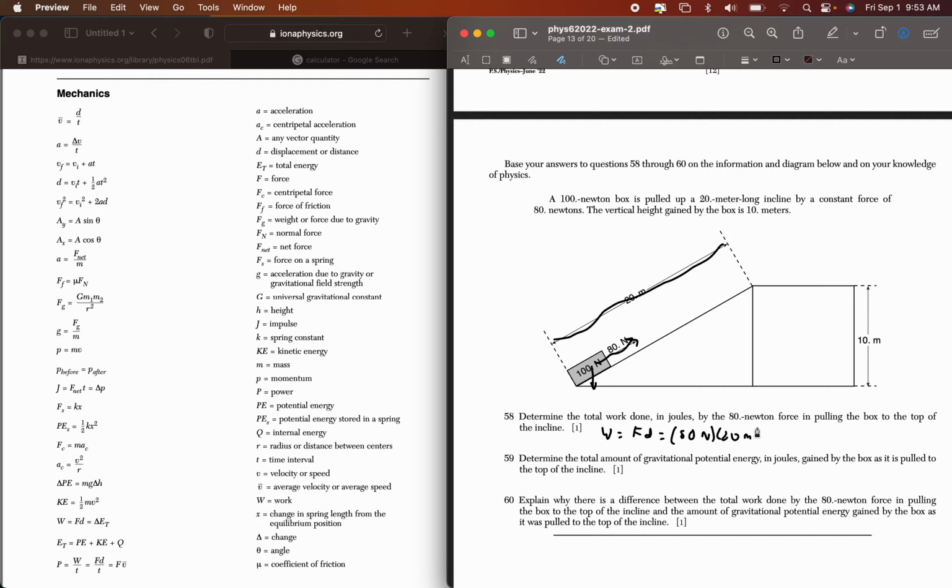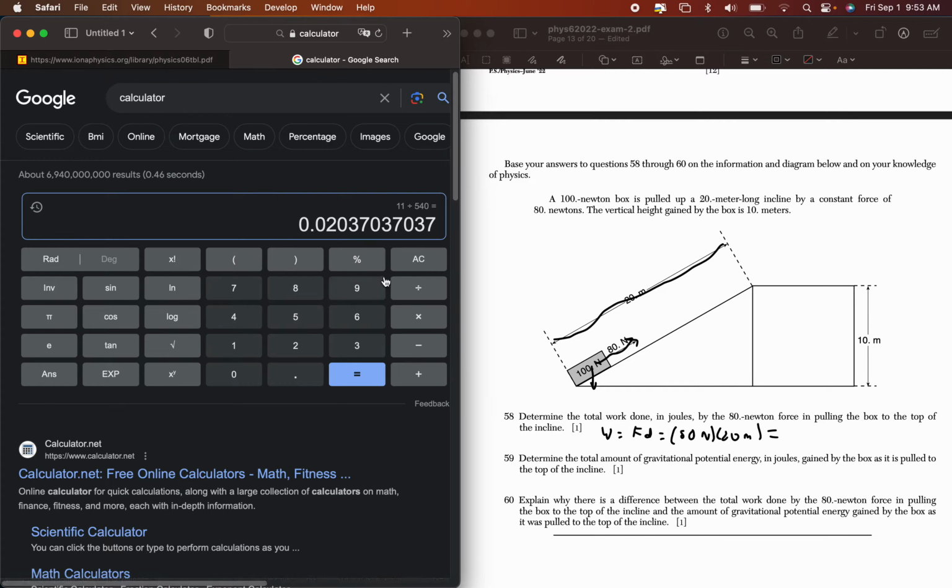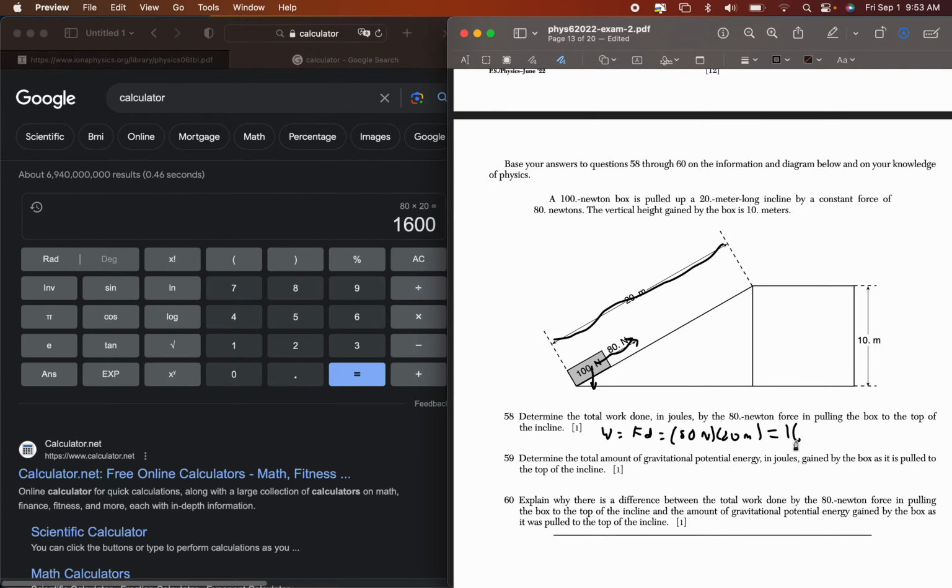Now, the only case you would use this 100 newtons is to find the gravitational potential energy, if they ask us. So 80 times 20. Oh, that's just 1600. Yeah, you could do 8 times 2 and then add the 2 zeros, I forgot. It's 1600 joules. So this is the total work done, not including the gravitational potential energy, the loss due to friction if there is any, or the kinetic energy.